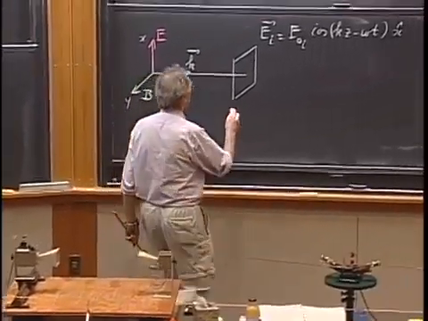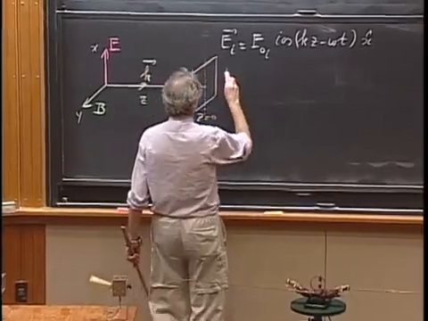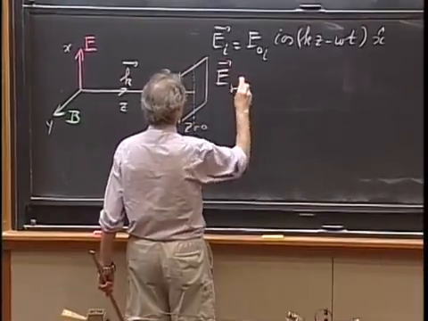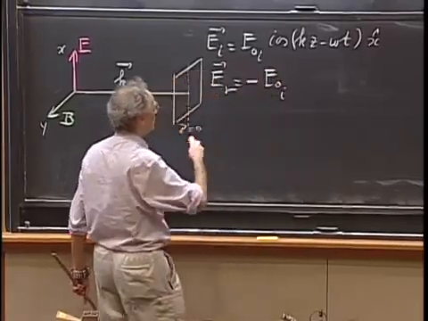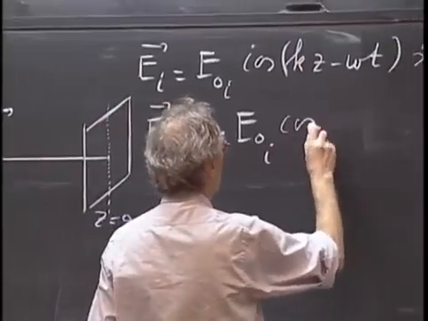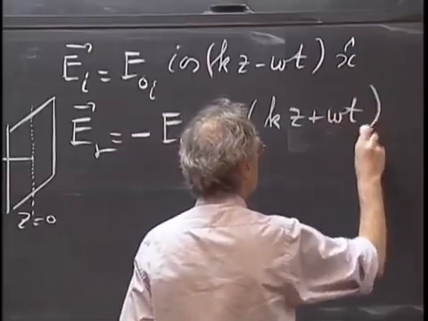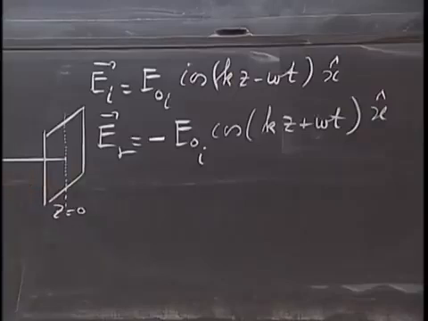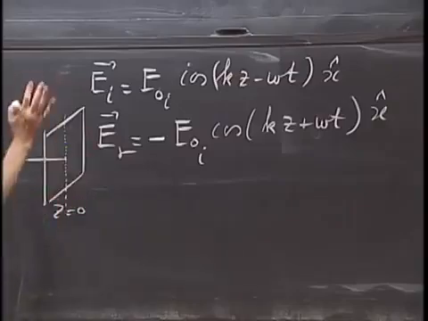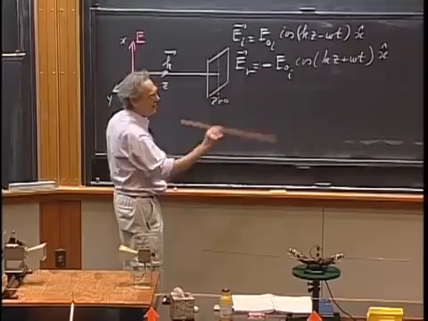So if I just call this location, for convenience, z equals 0, then the reflected wave must be minus E0 I, that is, the mountain becomes a valley, and then it moves in the opposite direction, so you get kz plus omega t in the x direction. And you will see that the sum of these two, at any moment in time, will make the E vector right here in this entire plane, which is infinitely large, 0. And that's the boundary condition that we have to meet.